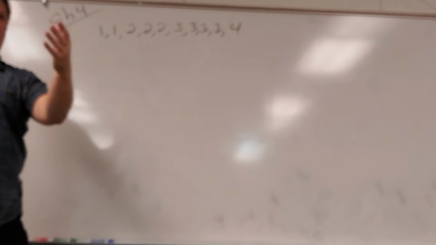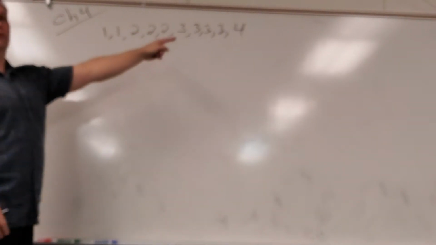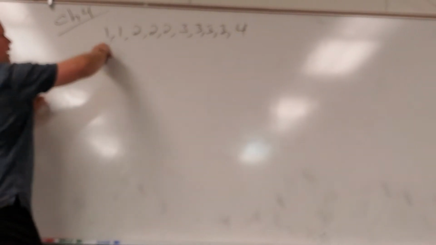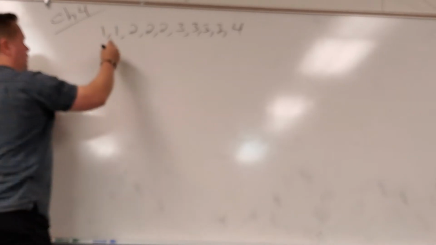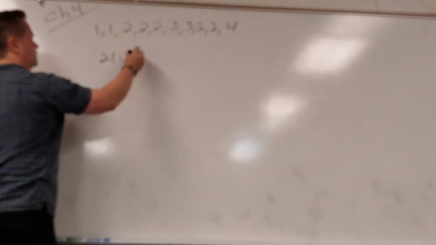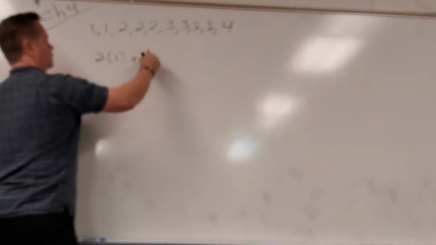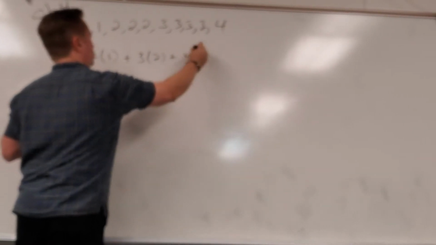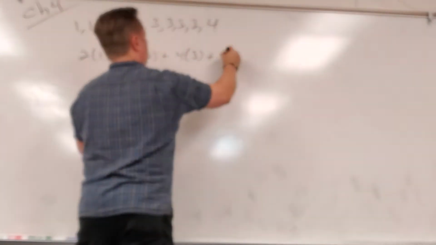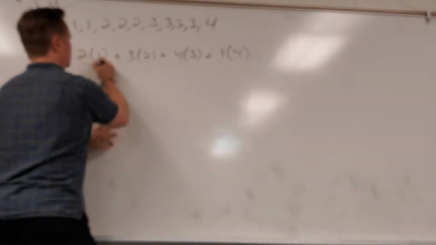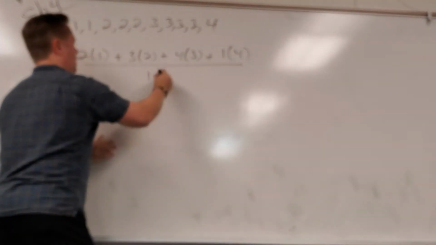So this is the way that we were given data in chapter 2. Right? So how would I calculate the mean from here? Can I be a little smart about it? I want to add these all up, right? But don't I have like 2 ones? Plus 3 twos, plus 4 threes, plus 1 four, divided by 10.